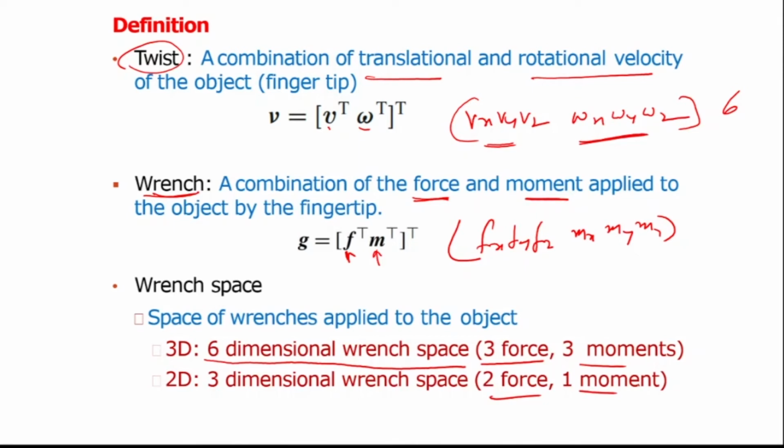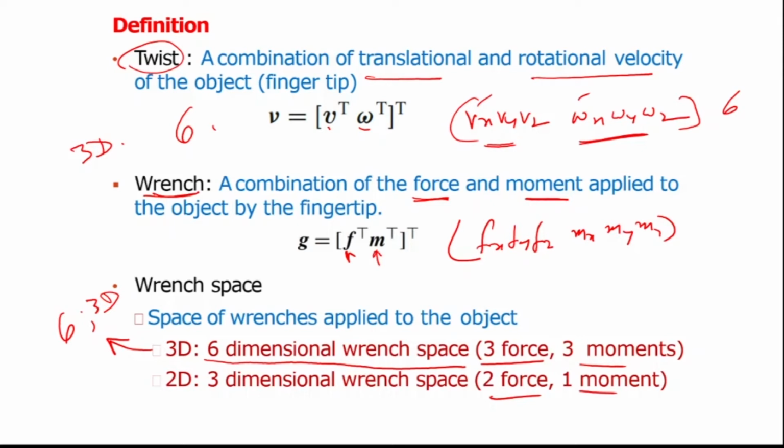Okay, so we are seeing that in case of twists, there are 6 in 3D. In case of wrenches, also there are 6 in 3D. So one force and moment along every axis. Similarly here, 1 linear velocity and 1 angular velocity about every axis. So the wrench space and the twist space are 6 and 6 in 3D, and it is 3 and 3 in 2D.